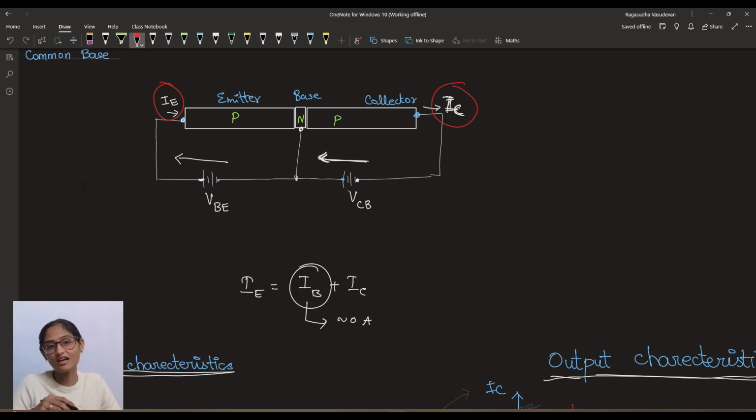Similarly, there are circuit structures for common emitter and common collector modes also, where one junction will be forward biased and the other junction will be reverse biased, and you will have similar characteristic curves also. Now, we will focus on the biasing schemes of BJT in this video.